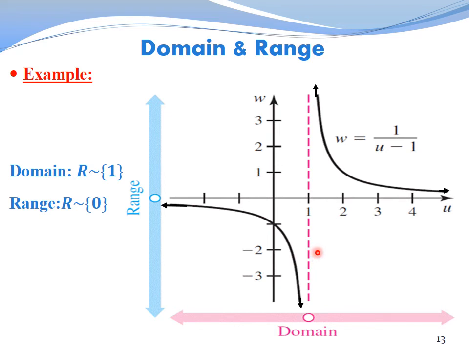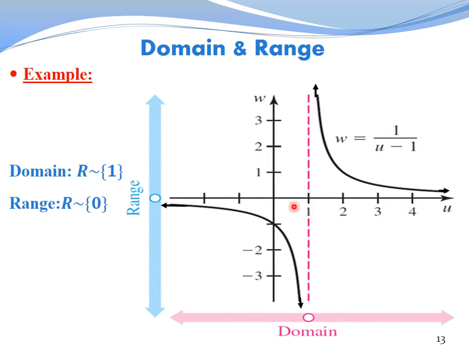Okay, why is this? Look at the function. The function says y, or w here, equals 1 over x, or u here, minus 1, right? Try to substitute u or x equal to 1. You will get 1 over 1 minus 1, which is 1 over 0. And because we can never divide by 0, because this will give us infinity, and infinity is not a value, the 1 is not an input for this function.